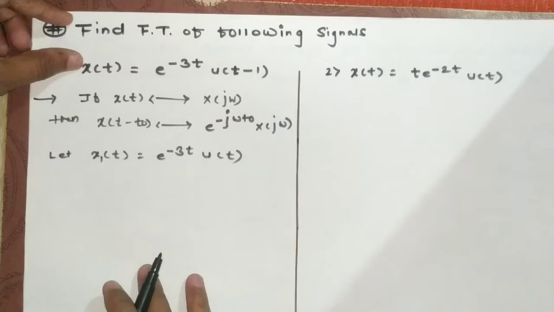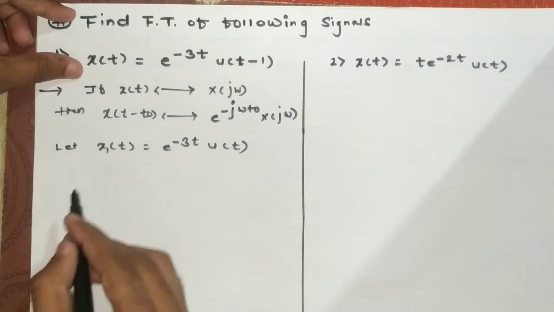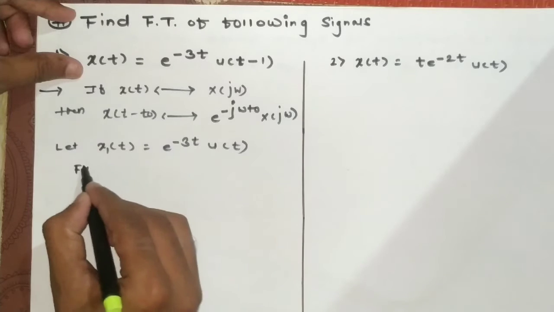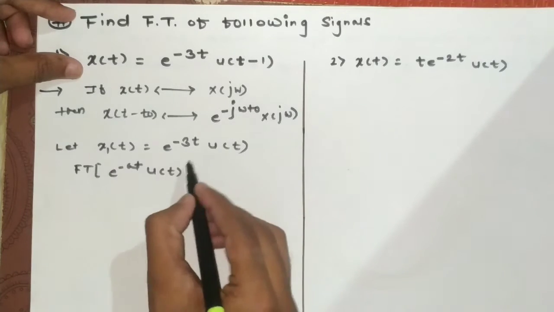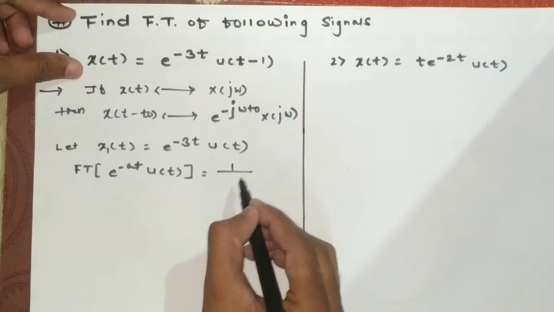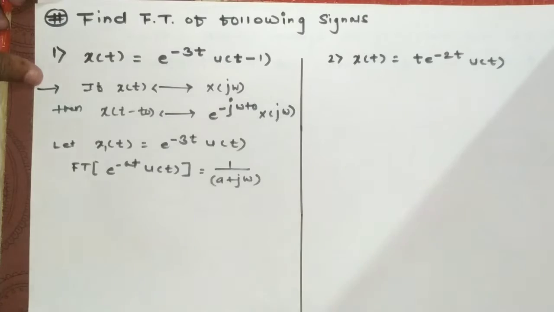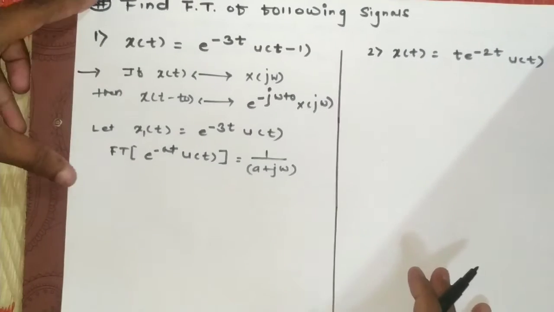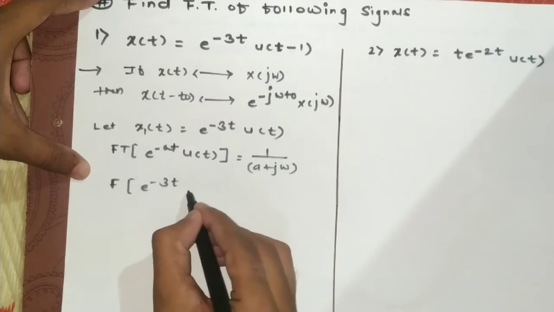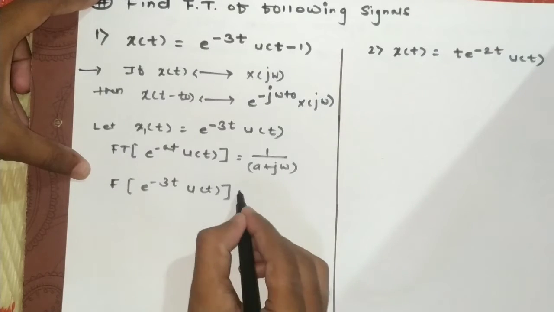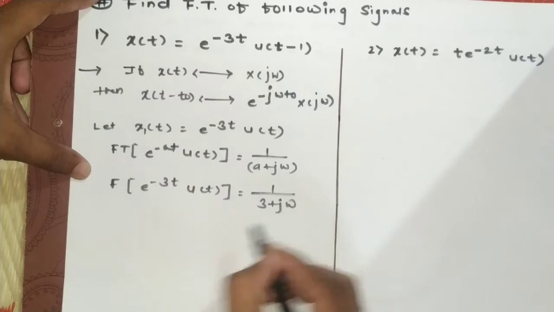into u of t. Now we already solved an example on this: the Fourier transform of e raised to minus at into u of t is equal to 1 upon a plus j omega. This example we already solved, you can check in the previous videos. Based on that, I can write the Fourier transform of this function as 1 upon, instead of a, now this is 3 plus j omega.